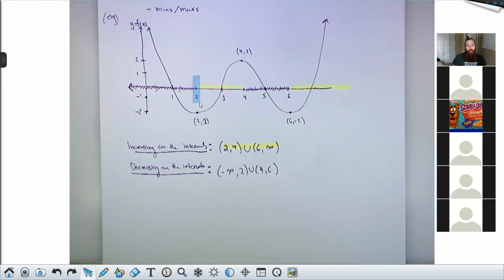This x value where we go from decreasing to increasing, that means, well, if I'm decreasing, and then increasing, that means I must have rolled through the bottom of a valley. I had to have turned around. I went from decreasing to increasing. Those are called turning points.